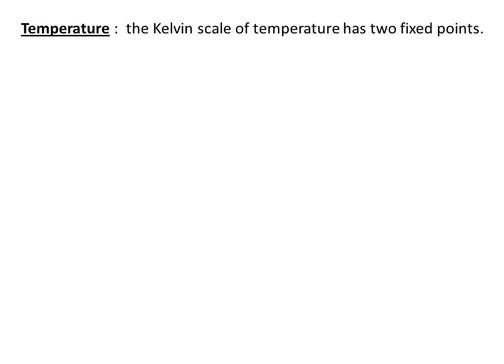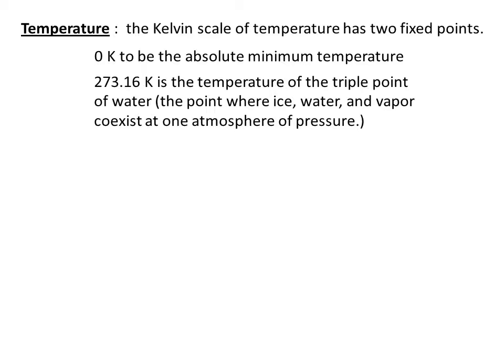So let's look at temperature more closely. The Kelvin scale of temperature has two fixed points. The first is 0 degrees Kelvin, and that's taken to be the absolute minimum temperature. The second is 273.16 Kelvin, and it is the temperature of the triple point of water, the point where ice, water, and vapor coexist at 1 atmosphere of pressure.